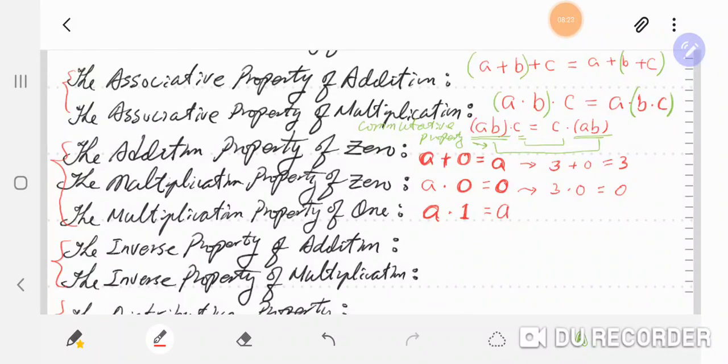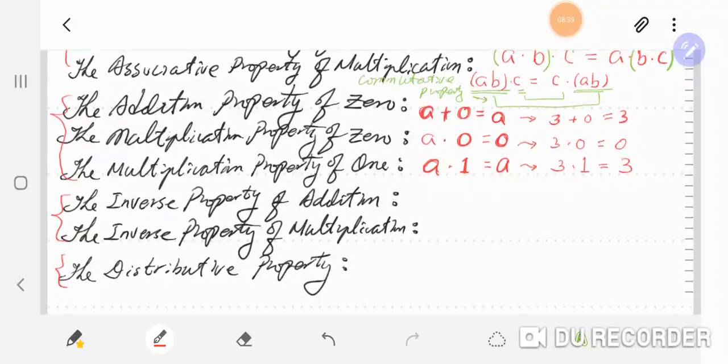The number itself, A. So here is number 3. 3 times 1 is equal to 3, right? Whenever a number is multiplied by 1, it is the number itself. I think you have no problem with this.